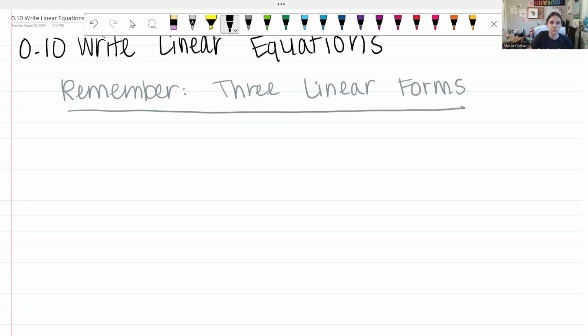Our first form is slope-intercept form. And if you can hear my cat, I'm sorry. He really wants to be in here.